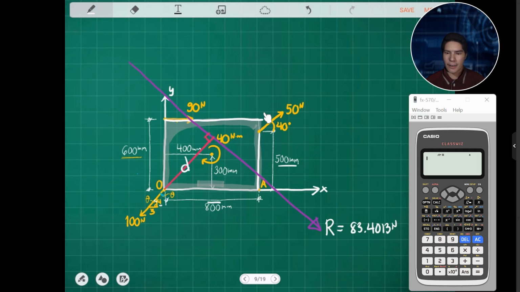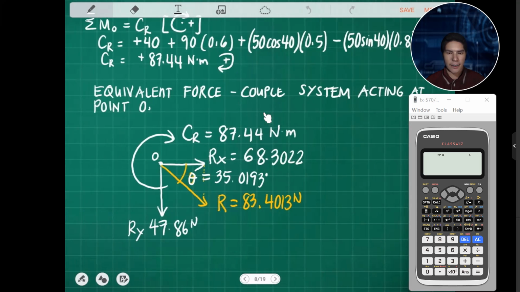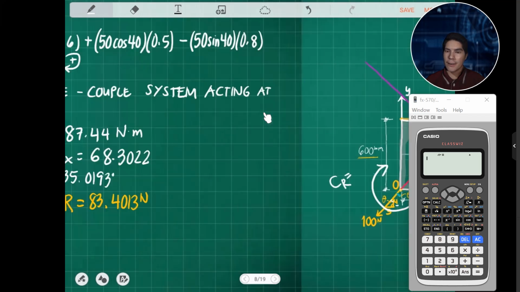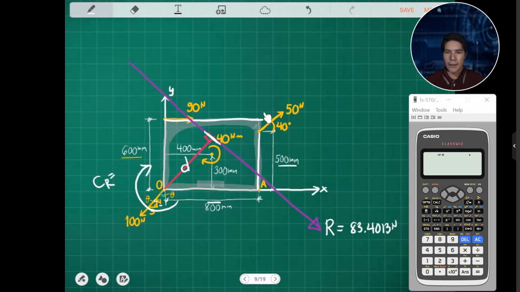D. So we have a resultant R acting at a distance D. That means it has a couple here, and we have already computed that value. That is CR, the resultant couple, which is 87.44 Newton meter.